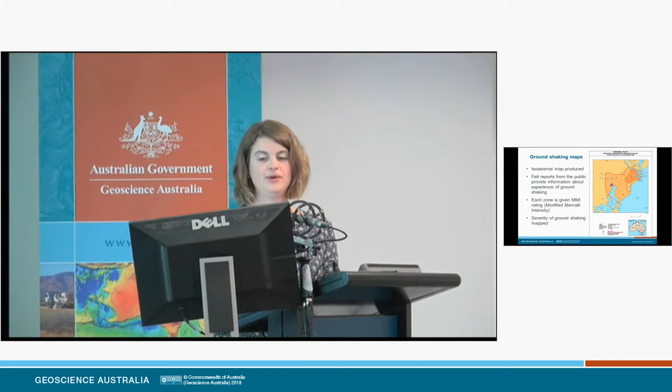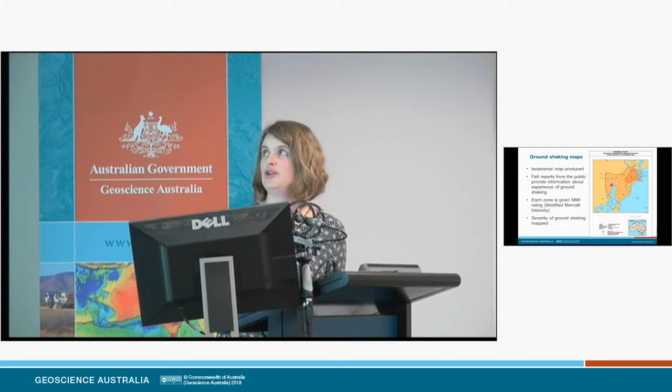Another thing that we do is produce maps of the ground shaking, which relates to the MMI rating that I mentioned earlier, and these are called isoseismal maps. So when we receive felt reports from the general public about their experience of ground shaking, this information feeds into these isoseismal maps. So this is an example from the Newcastle earthquake in 1989, and you can see the epicentre over here highlighted with the purple triangle. So the epicentre is away from the CBD near Lake Macquarie.